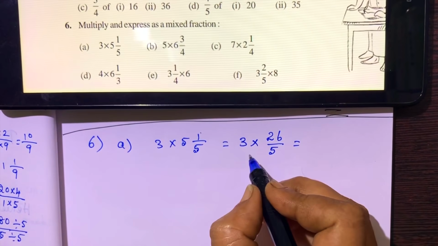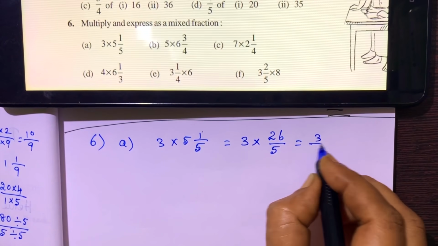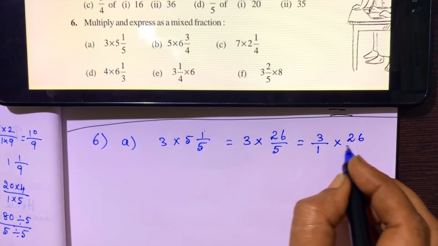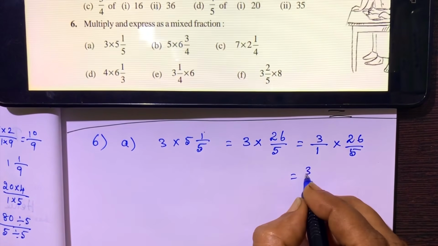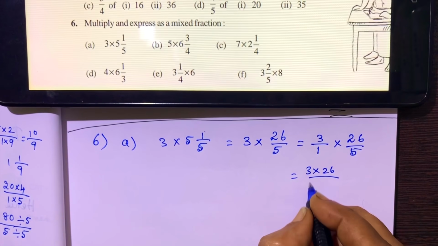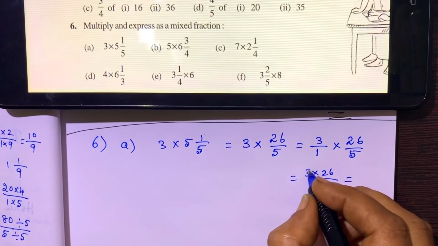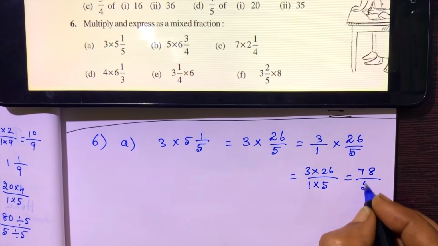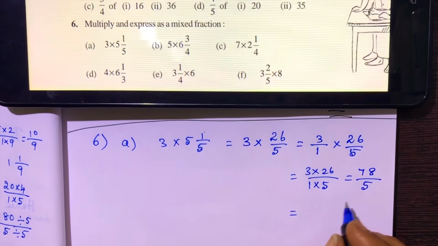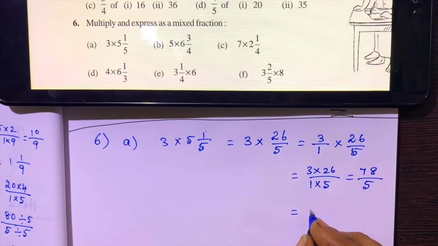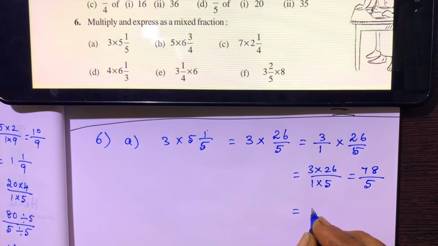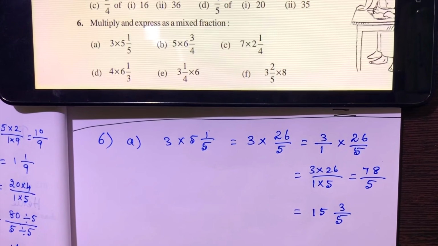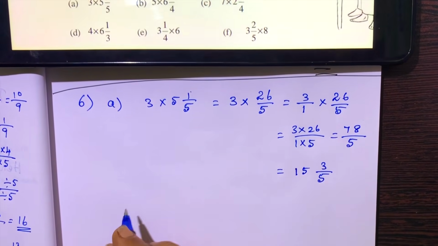As I told previously, this is a whole number. So I am writing 3 by 1 into 26 by 5. So equal to 3 into 26 by 1 into 5. So equal to 78 by 5, is equal to, you have to convert as a mixed fraction. So 15 3 by 5. Now I will do the next sum, that is B sum.